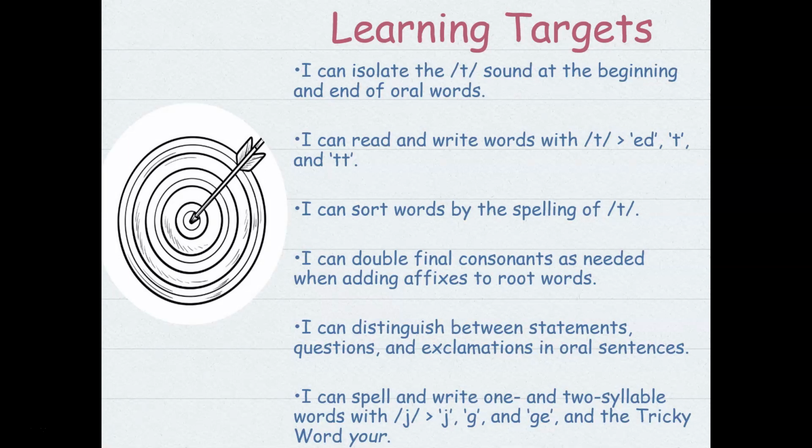Now, let's look at our learning targets again. I can isolate the t sound at the beginning and end of oral words. I can read and write words with t spelled ED, T, and TT. I can sort words by the spelling of t. I can double final consonants as needed when adding affixes to root words. I can distinguish between statements, questions, and exclamations in oral sentences. I can spell and write 1- and 2-syllable words with J spelled J, G, and GE, and the tricky word your.